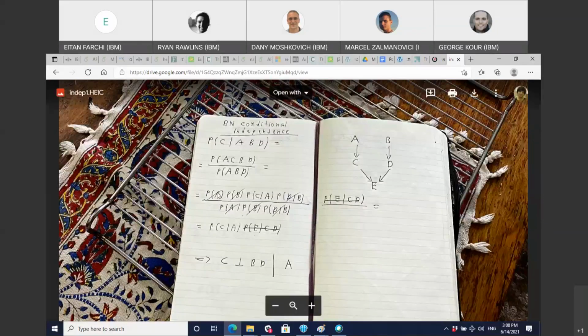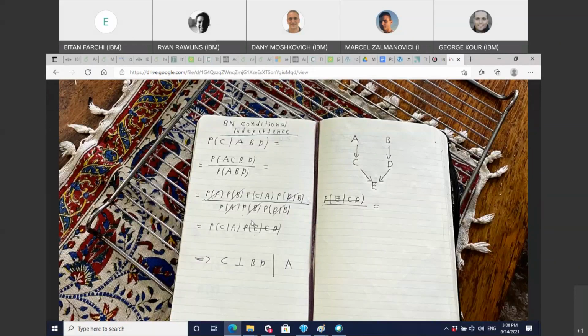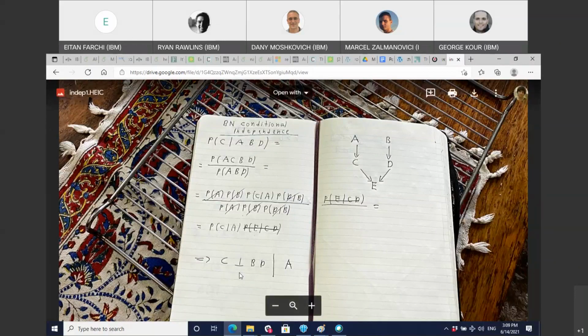Now, you see probability of A, probability of A, we can strike them out. B and B. D assuming B, D assuming B, we strike them out. And we're left with probability of C assuming A. So you see that assuming that A happened, B and D are independent of C. Okay? So we see first a general way of reading conditional independence from the network.